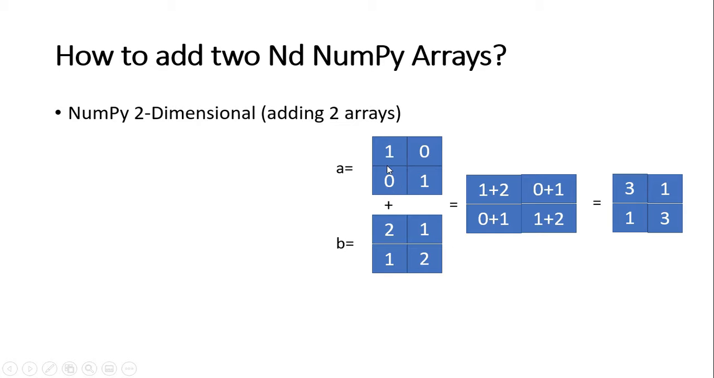This one will be 0, 0 and this will be 0, 1, this will be 1, 0 and this will be 1, 1. These are the index values. For simple understanding, the first element at the first square box will be added with the first element in B. It will be 1 plus 2, 0 plus 1, 0 plus 1 and 1 plus 2. That's why the output will be 3, 1 and 1, 3. This is the way you can perform addition between two dimensional arrays.